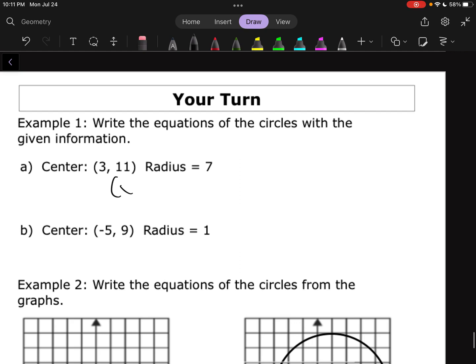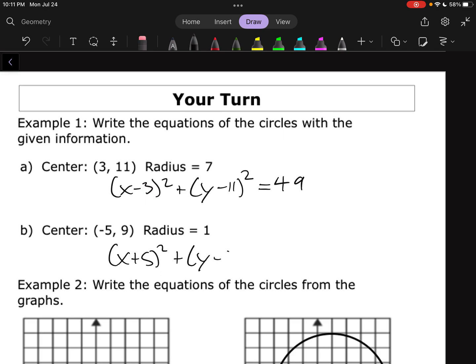All right, our first one should have been x minus 3 squared plus y minus 11 squared equals 49. This one should have been x plus 5 squared plus y minus 9 squared is equal to 1, because you square 1, it's still 1.